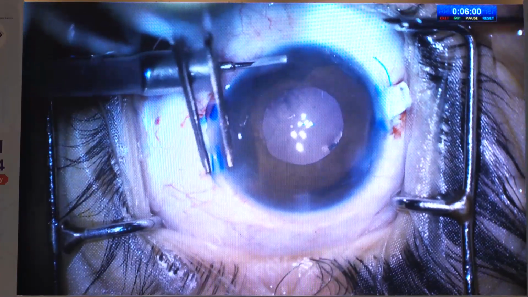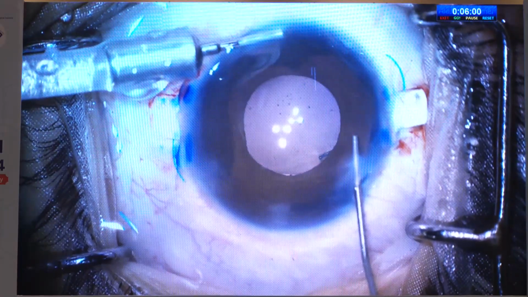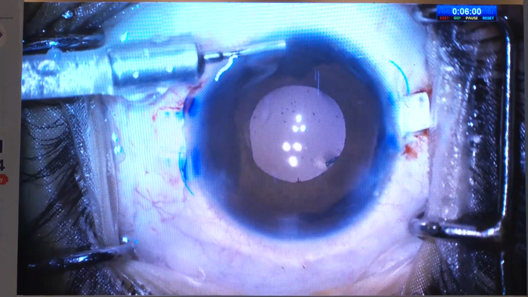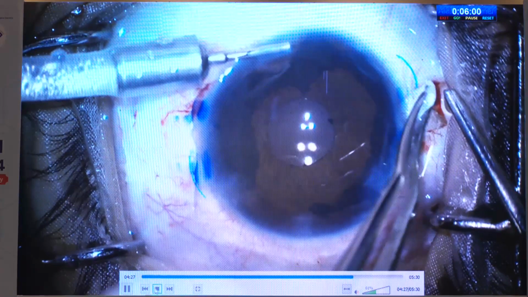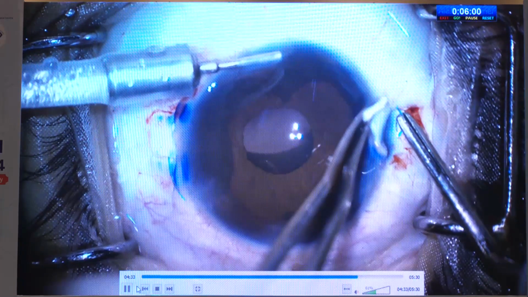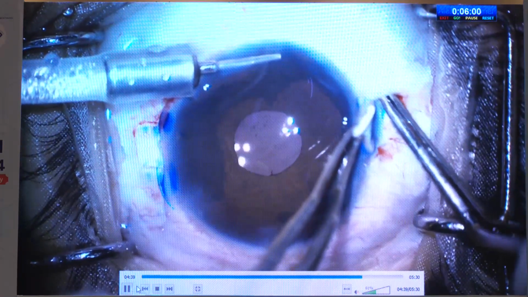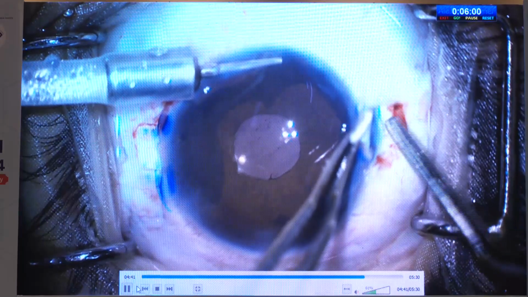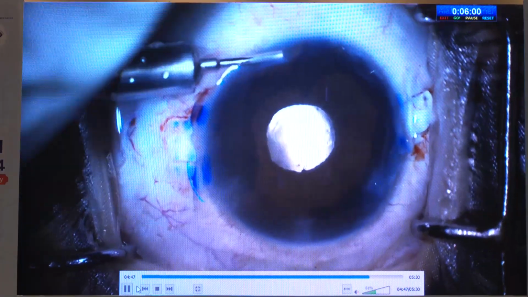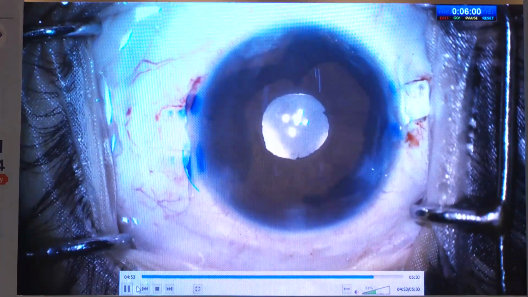Thereafter, the haptics were tucked in the scleral pockets and pilocarpine was injected to constrict the pupil. The trans-iris bypass along the vertical meridian significantly decreases the distance the haptics have to travel and makes them more stable, especially in eyes with megalocornea.